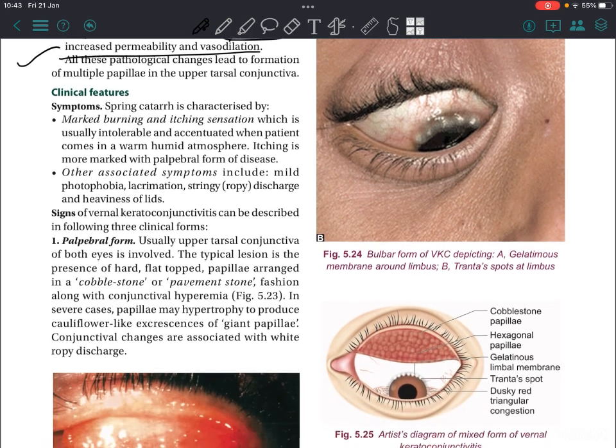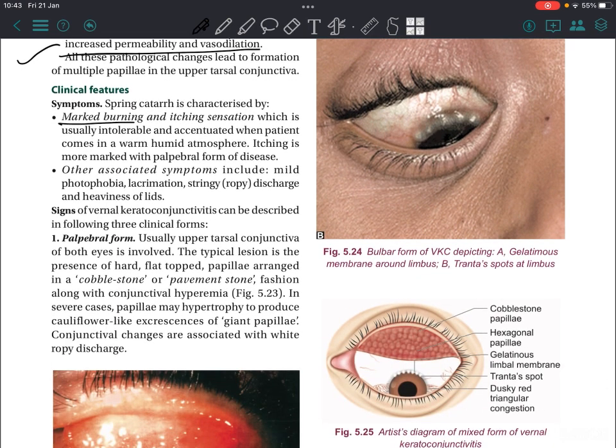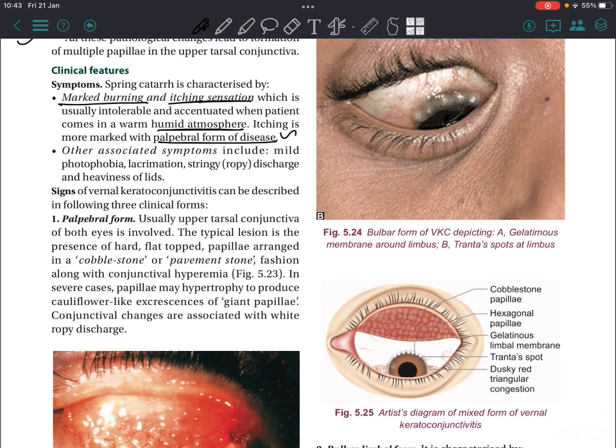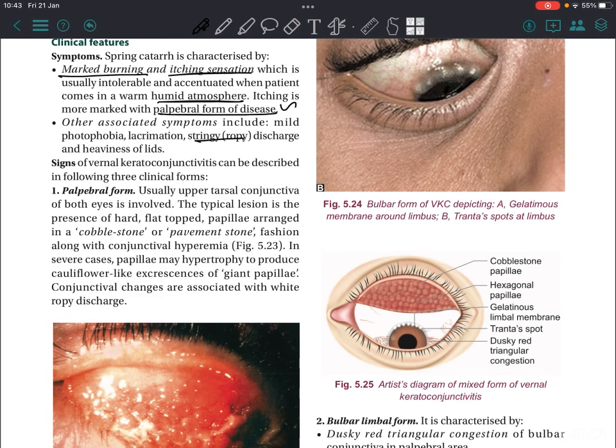Clinical features. Symptoms: spring catarrh is characterized by marked burning and itching sensation, which is usually intolerable and accentuated when the patient comes into a warm, humid atmosphere. Itching is more marked with the palpebral form of the disease. Other associated symptoms are photophobia, lacrimation, stringy discharge, and heaviness of lids.